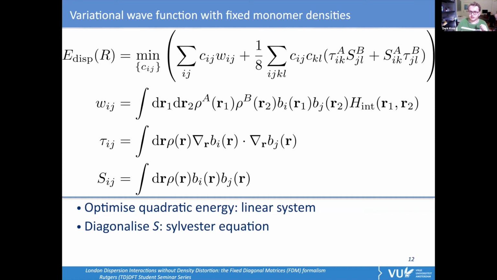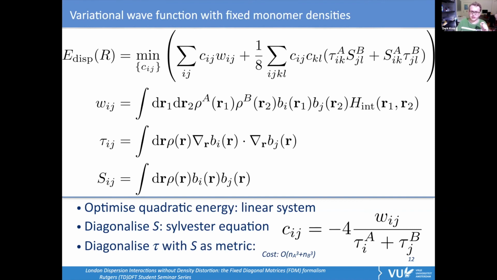which is what we did in the original paper in JCPL. But then afterwards, I realized that you can actually also diagonalize tau with S as a metric. So you diagonalize the kinetic energy matrix with S as a metric, so the generalized eigenvalue problem. And in that case, you can directly solve for the coefficients. Namely, the coefficients are -4 times the interaction divided by the sum of the kinetic energy of the two dispersals.